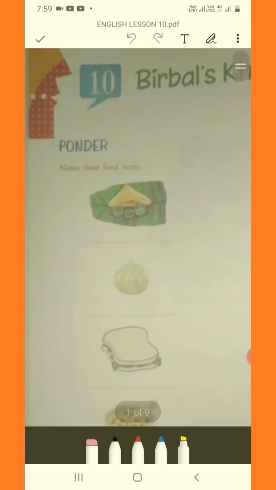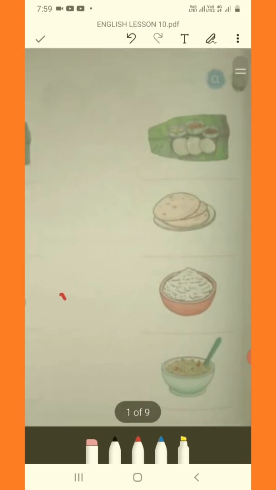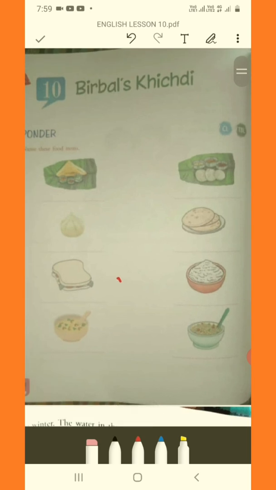Here's a ponder session. You are asked to name the food. I'll leave this to you. Do a bit of research and try to name the food on your own. I also suggest you open your book to check it out and see things clearer, brighter and bigger, because on video you may have a visibility issue. If you open the book by your side, things will be easier.